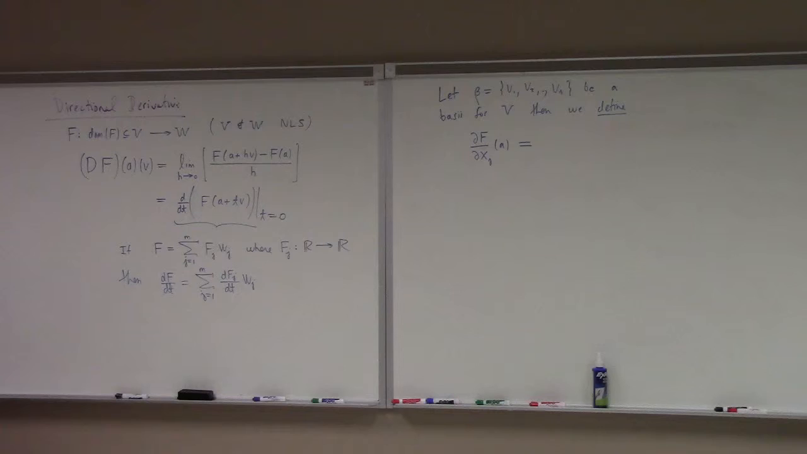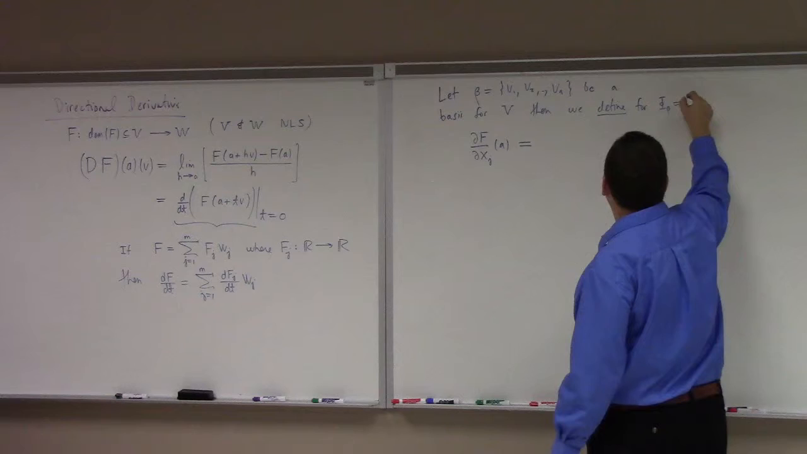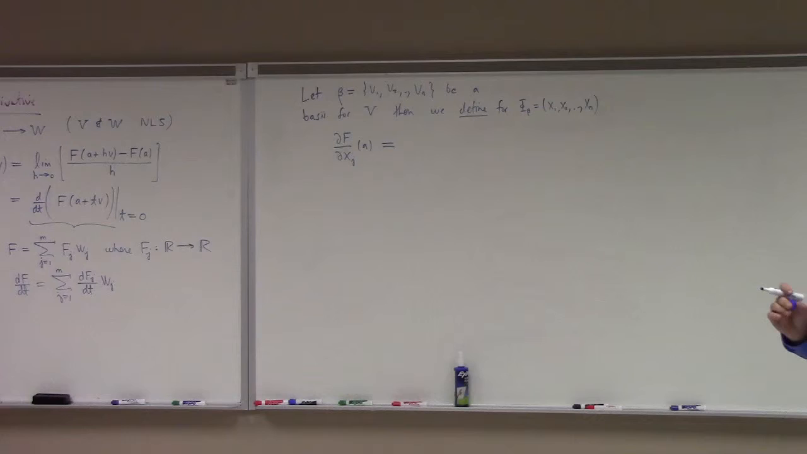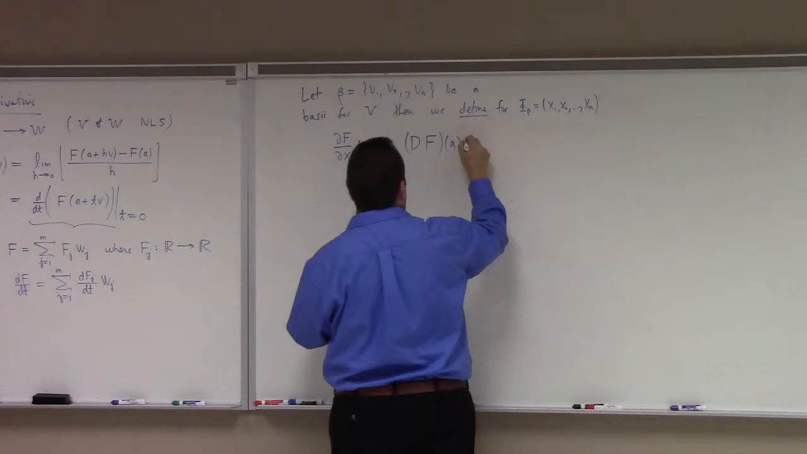Now here, I'm using the notation phi beta is like x1, x2, through xn. It's the coordinates, the component functions of the coordinate map. What should it be? The directional derivative, yep, at the point A in the vj direction, right?